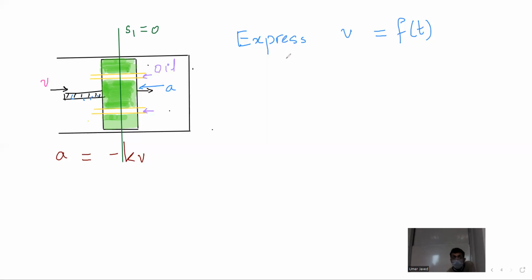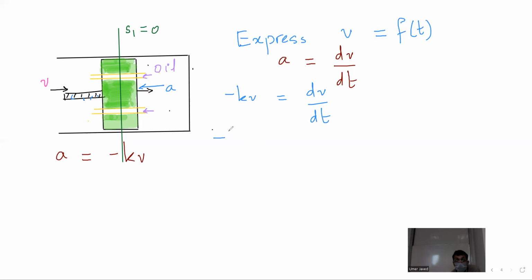Okay, one of the students said A equal to dV by dt. Okay, I think it is correct. Then we have A equal to minus kV, right? V2 is equal to V1 times e over minus K times t. Yes, this. The answer is correct. Yes, you solved it. That's nice.